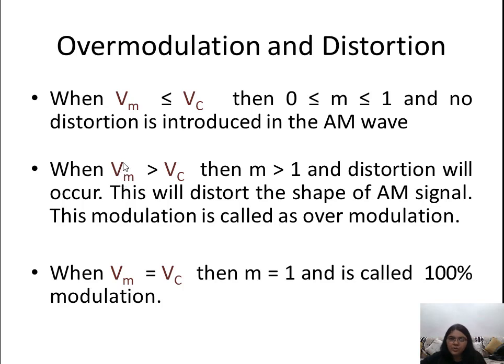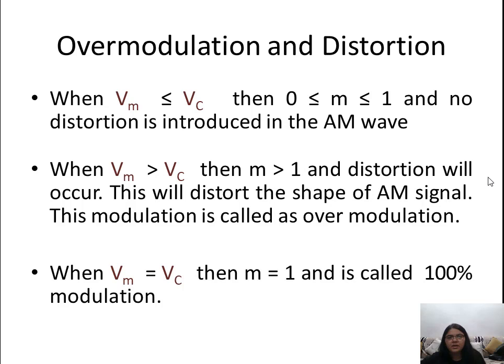And if m is greater than 1, distortion will occur, and that will distort the shape of the AM signal. This is referred to as over-modulation, and in over-modulation the distortion always occurs, and there is information loss. If Vm is equal to Vc, then small m is equal to 1, and it is referred to as perfect modulation or 100% modulation.